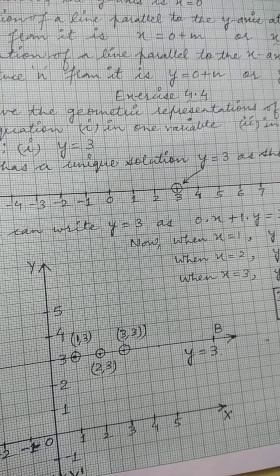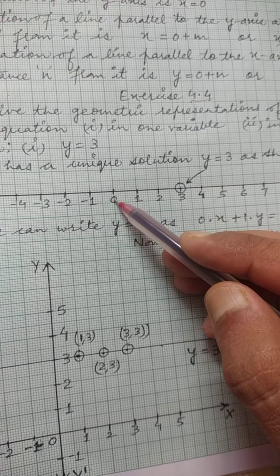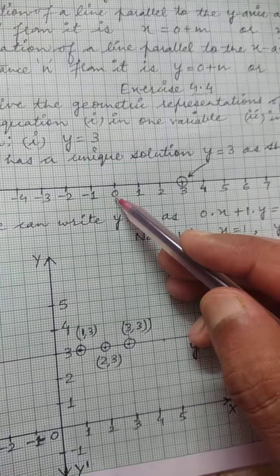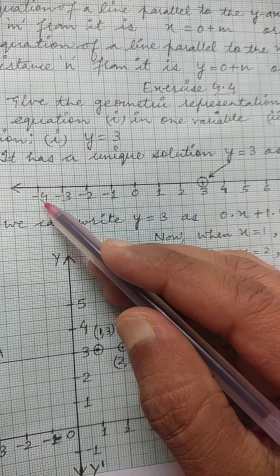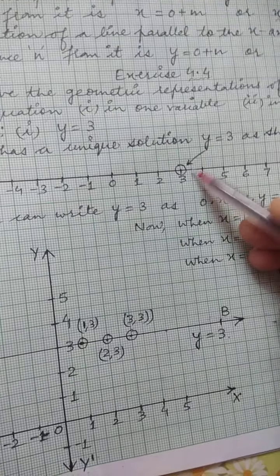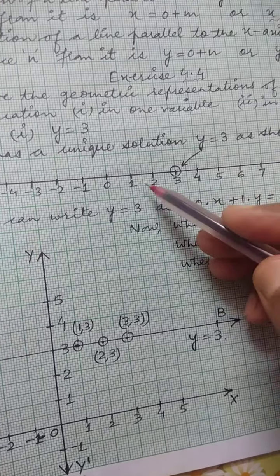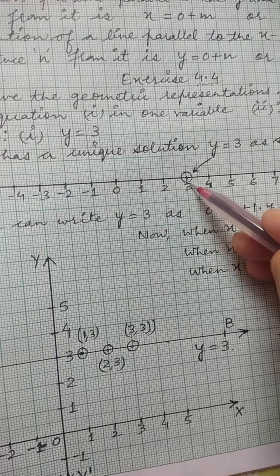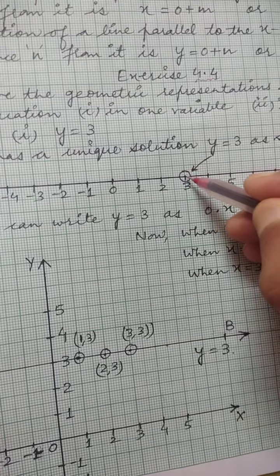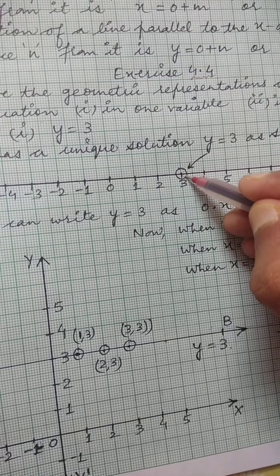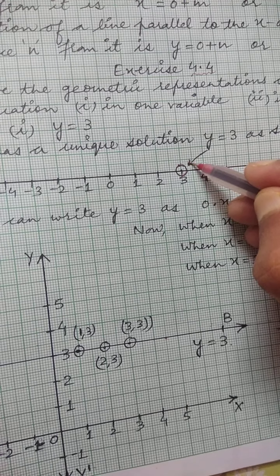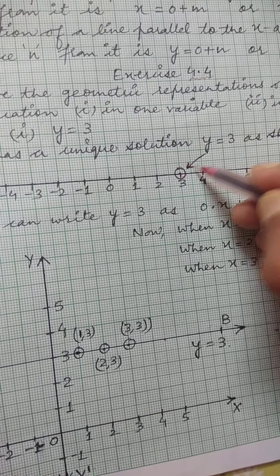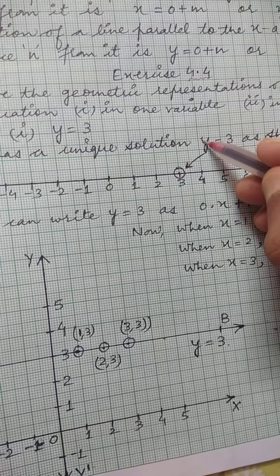You can see, on a number line, on the right-hand side we have positive numbers and on the left-hand side we have negative numbers. We want to show y equal to 3, so it is positive 3. We move towards the right side and this is our point 3. So we get the equation of the line y equal to 3.